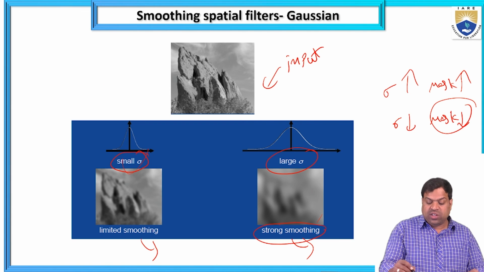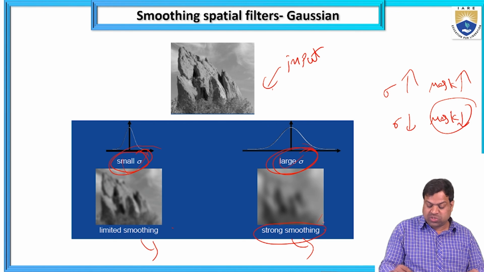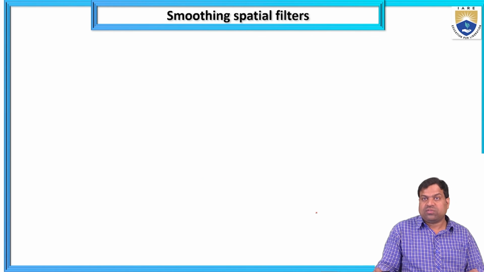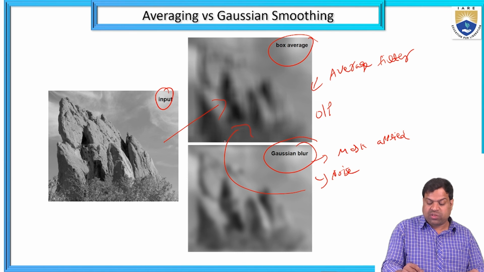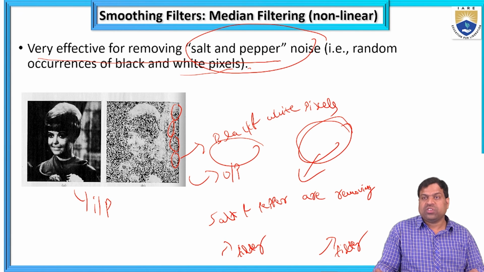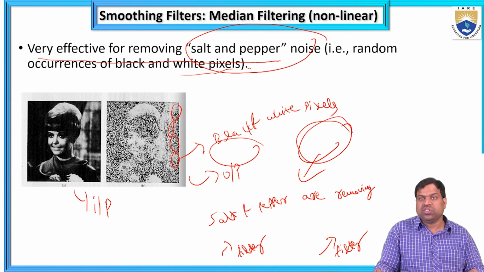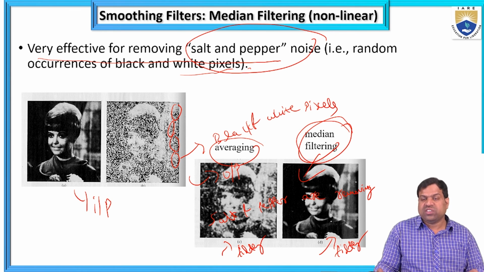Okay, it is the input image, it is a small sigma and it is a larger sigma. So when going for a small sigma, it means limited smoothing, and a large sigma means strong smoothing. Okay, it is averaging versus Gaussian. It is the input image with averaging, and it is the Gaussian. Another one is the median filter, which is nonlinear and very effective for removing salt and pepper noise. When the image has salt and pepper noise, we use this type of median filter. It is nonlinear. So the first one is an averaging filter, the second one is a median filter.